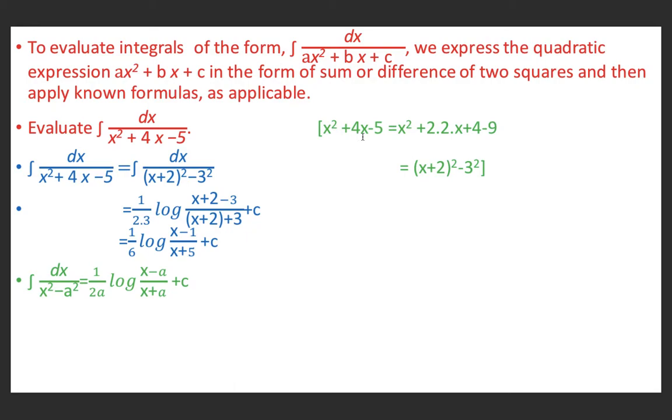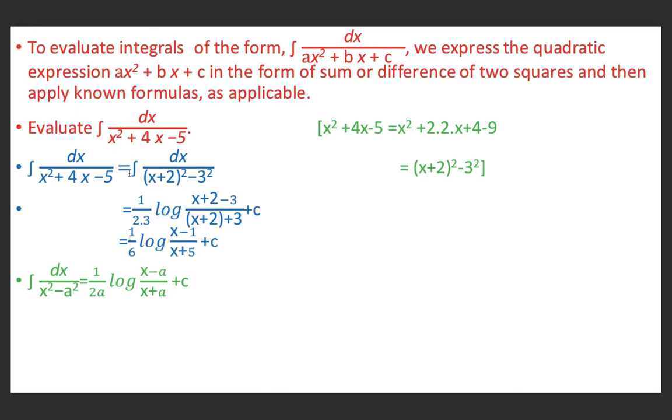So x square plus 4x minus 5 is equal to x square plus 2 into 2x, square of 2 is 4, add it and subtract 4, so minus 5 minus 4 is minus 9. Now x square plus 2 into 2x plus 4 is x plus 2 whole square, and 9 is 3 square. So we have expressed x square plus 4x minus 5 as a difference of two squares. One is x plus 2, another is 3. We have expressed this as a difference of x plus 2 whole square and 3 square.